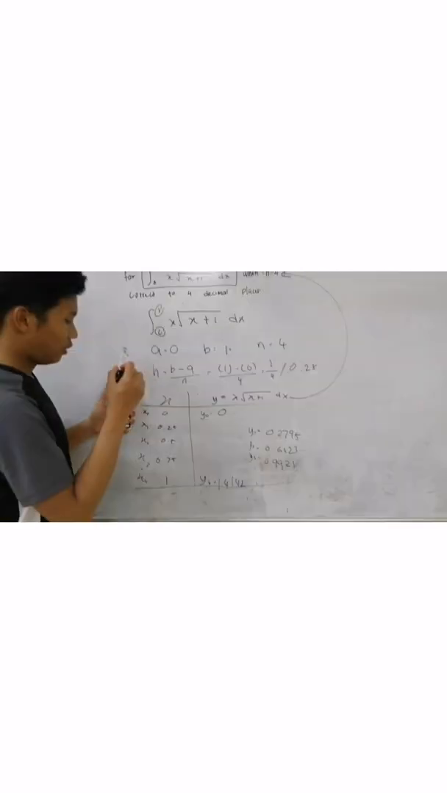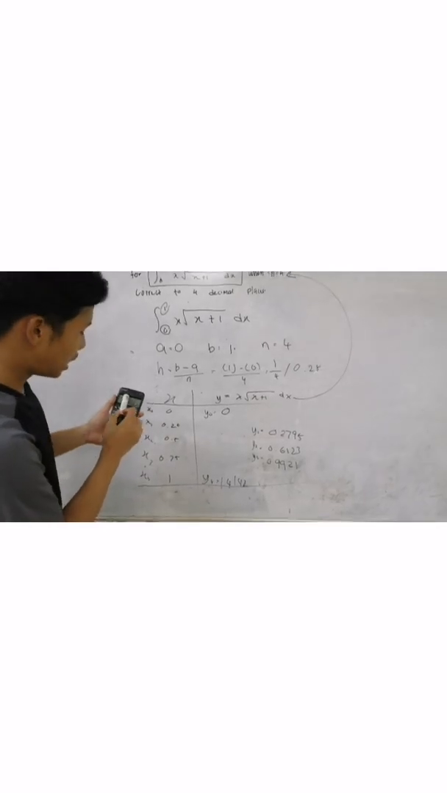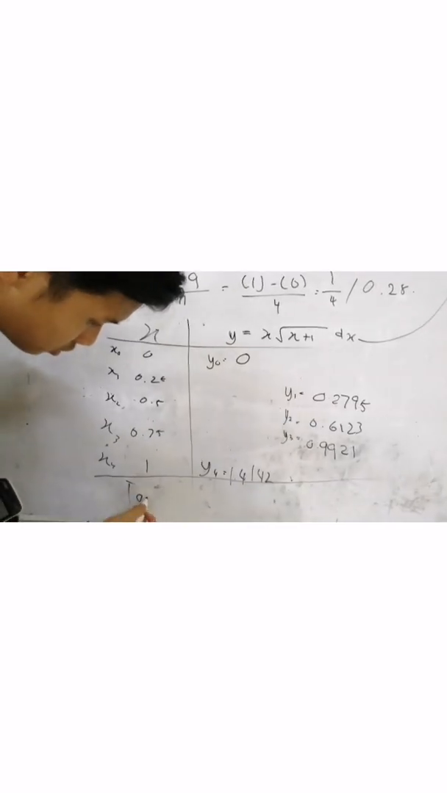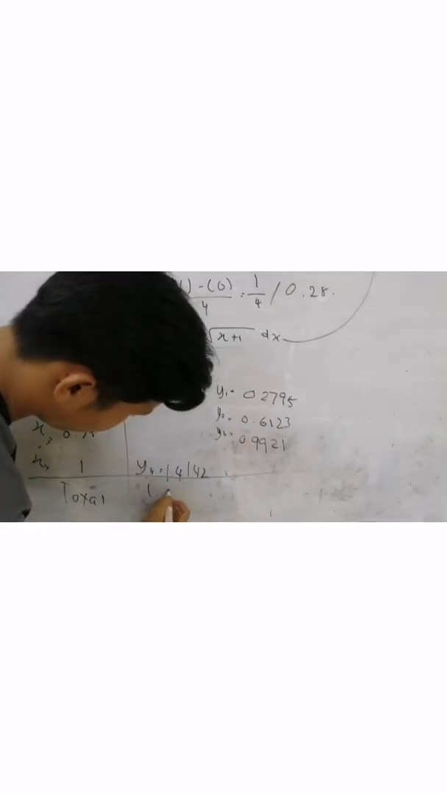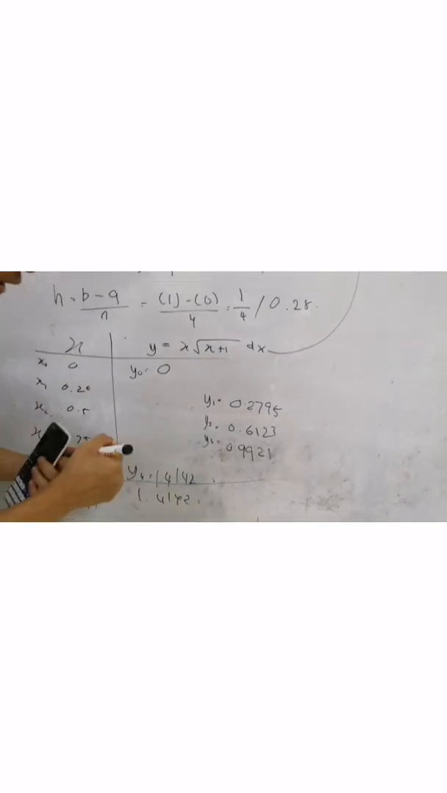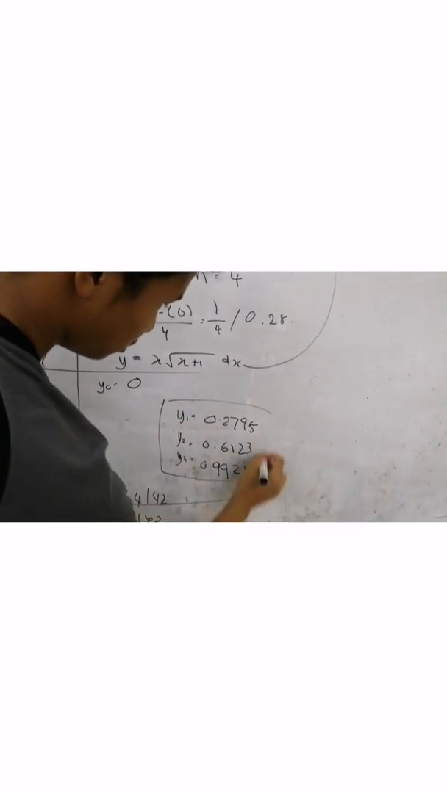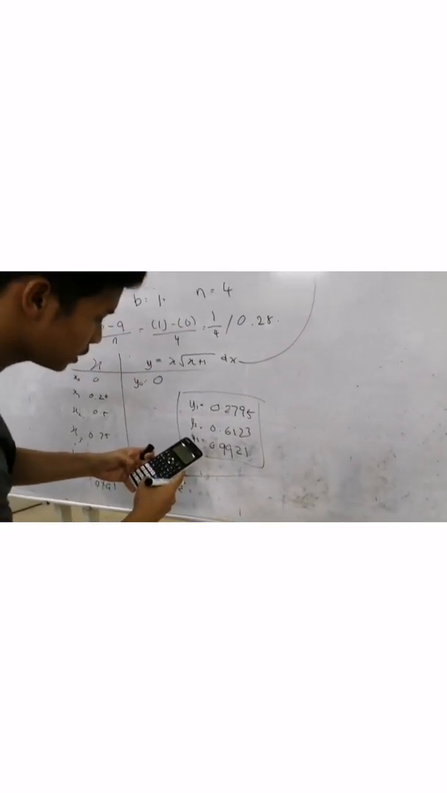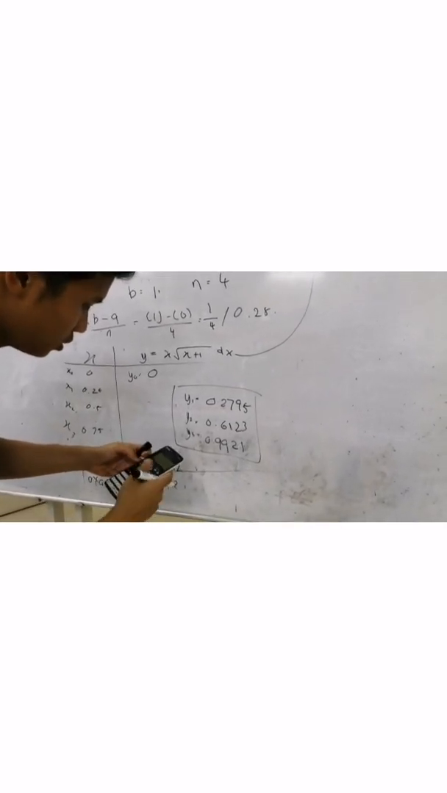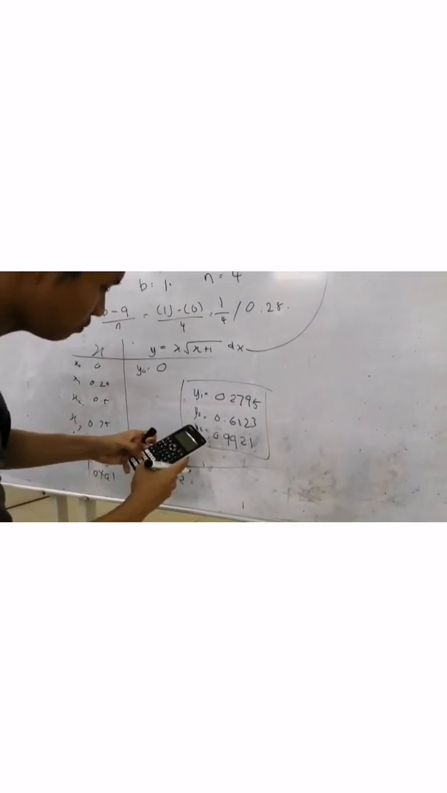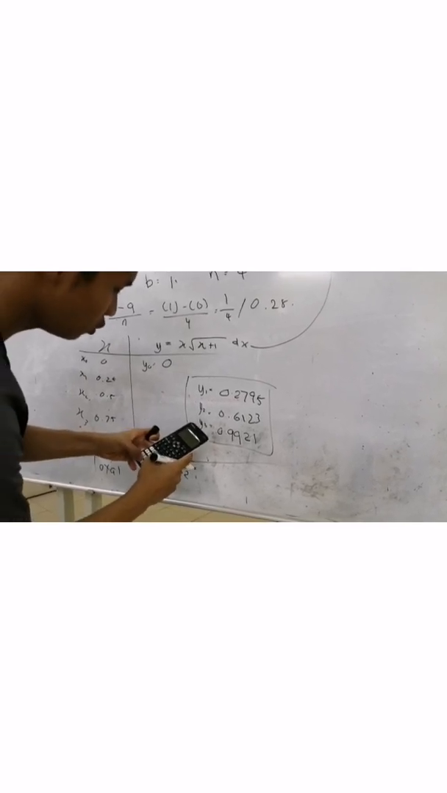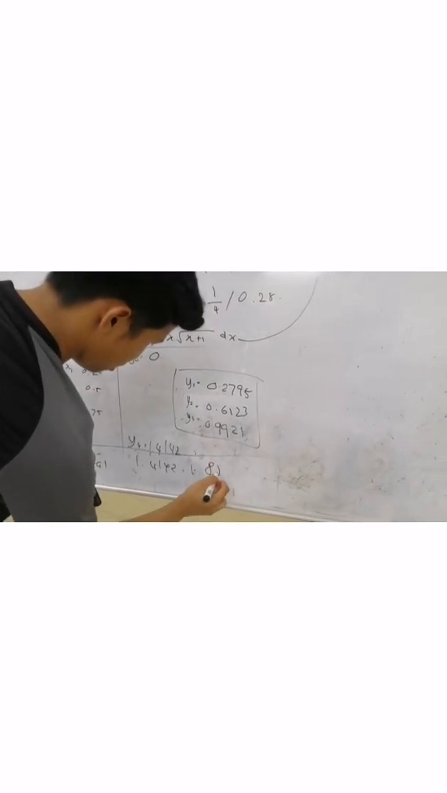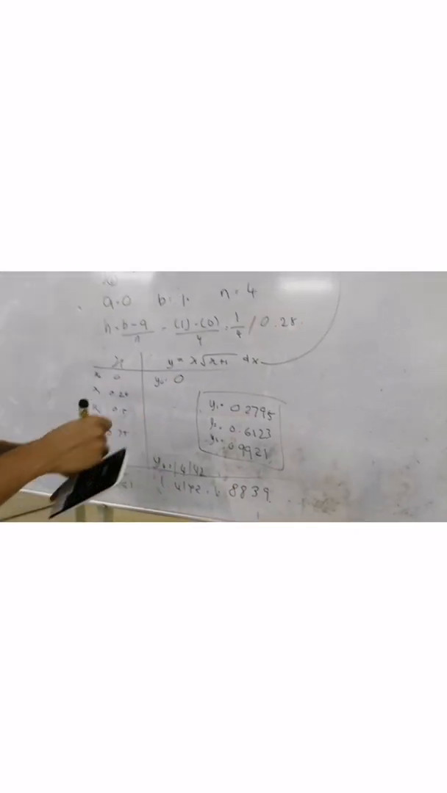So you just press the equal and then you find the answer from the trapezoidal rule. After we substitute all of the answers into the table, we need to total up all of these: 1.4, 1.42, and then you total up this one, 0.2795 plus 0.6123 plus 0.9921. So the answer is 1.8839. That's it. Thank you.